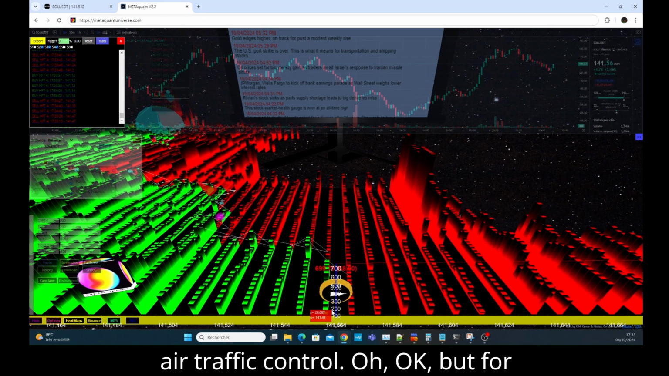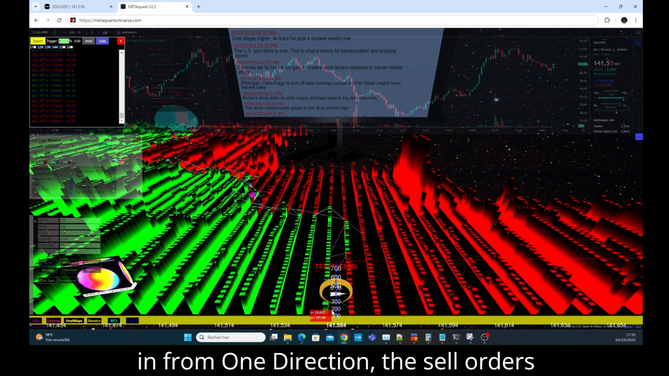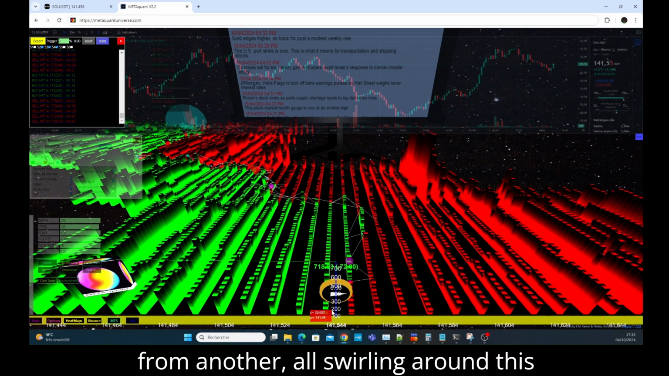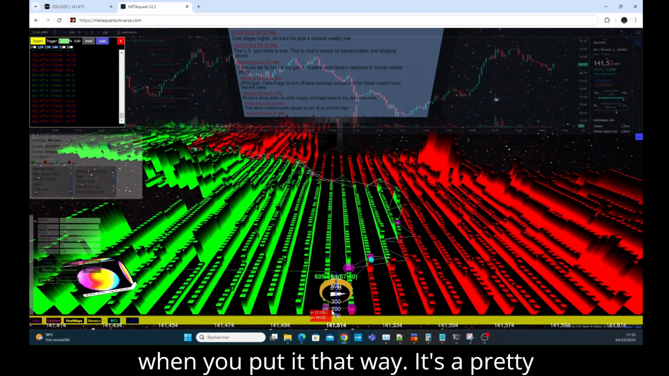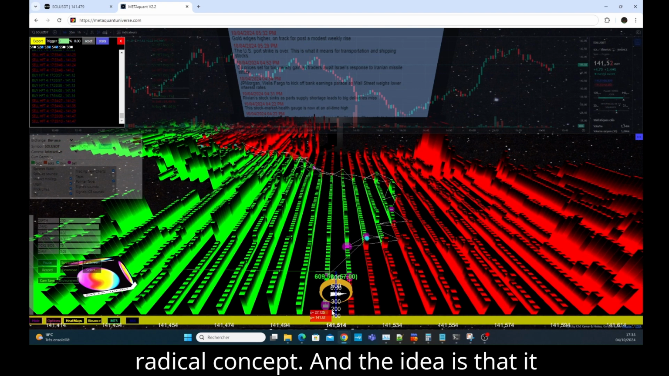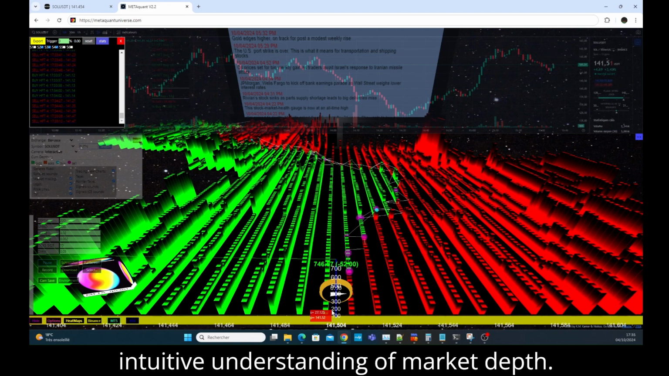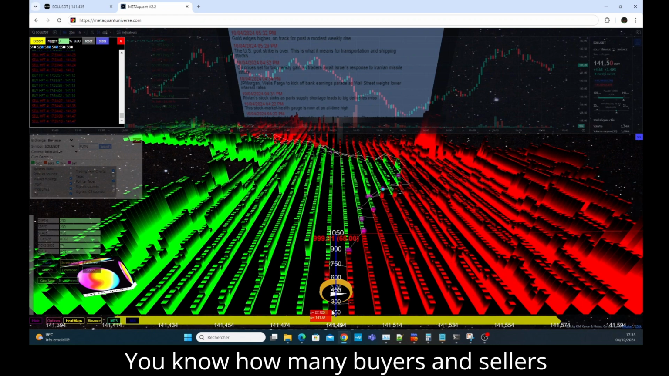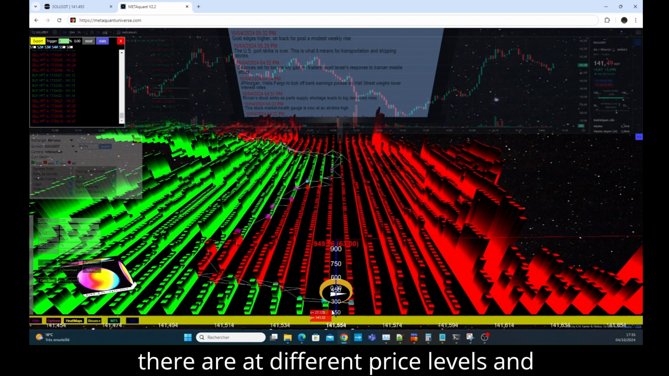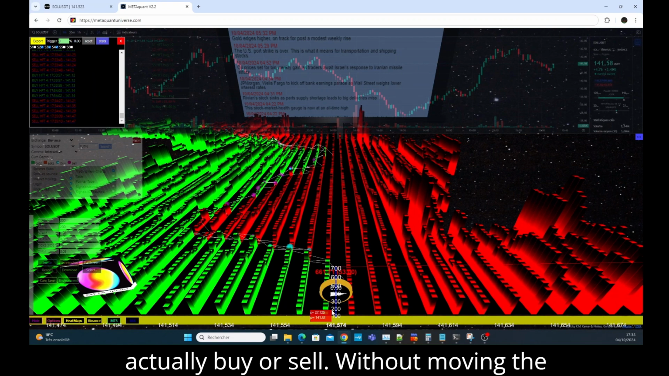Imagine air traffic control, but for stocks. You'd see the buy orders coming in from one direction, the sell orders from another, all swirling around this central point. Whoa, that's kind of wild when you put it that way. It's a pretty radical concept. And the idea is that it could give you a much deeper, more intuitive understanding of market depth: how many buyers and sellers there are at different price levels, and liquidity, which is how easily you can actually buy or sell without moving the price too much.